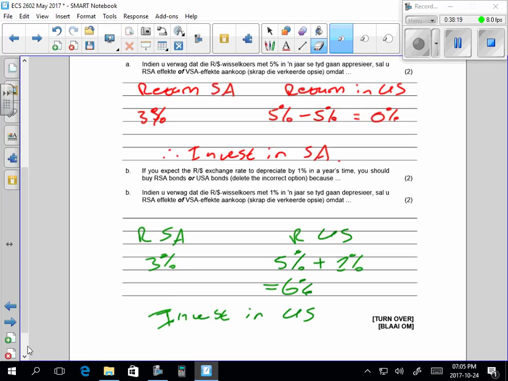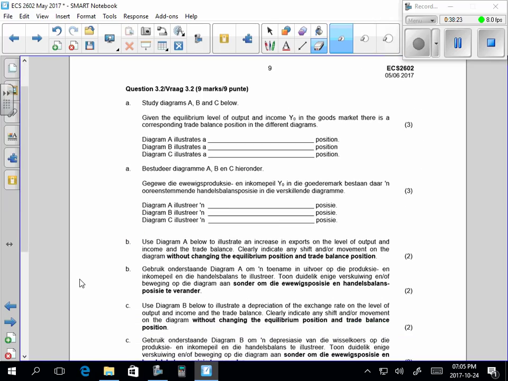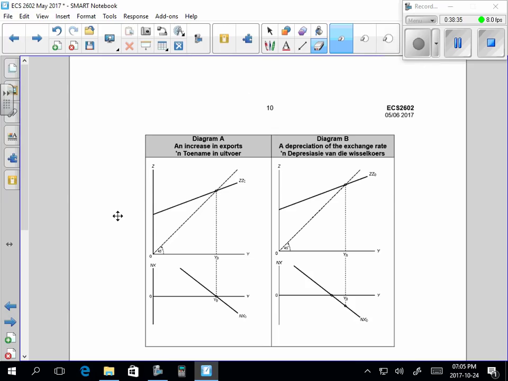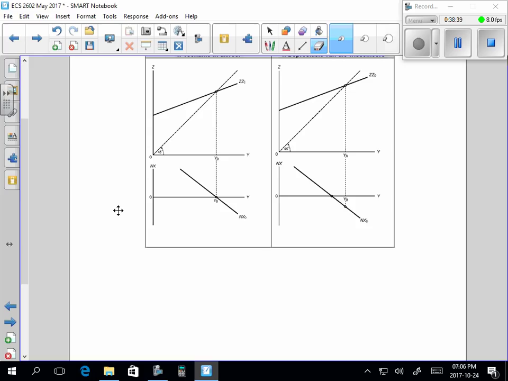All right. Question 3, study the diagrams below. Given the equilibrium level in the goods market, there is a corresponding trade balance position in the different diagrams. Okay, so this is where we talk about our net exports, right? Now, where your exports are equal to your imports, well, that is what net exports is.